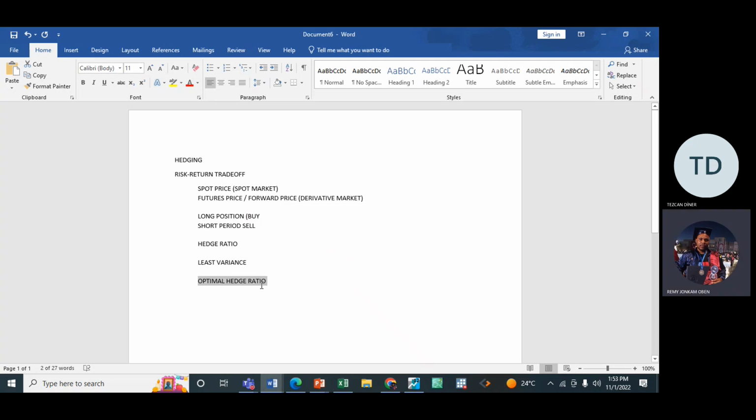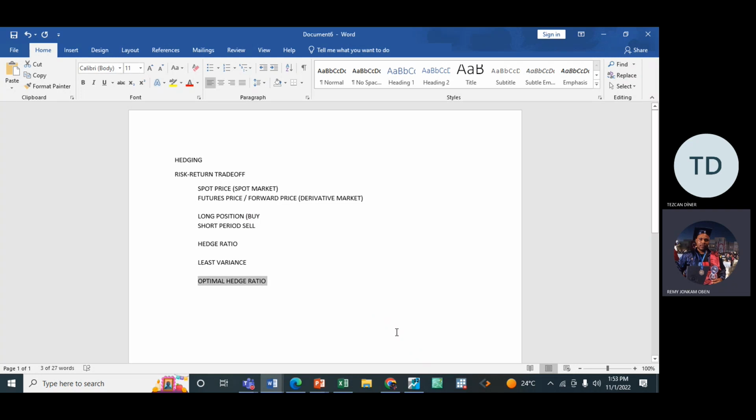Fine? I studied portfolio management last semester. Okay. And we have two types of hedge ratio. We have the minimum variance ratio and we have the optimal hedge ratio. So the minimum variance is the minimum risk that the investor can accept. I understand what you're trying to say.